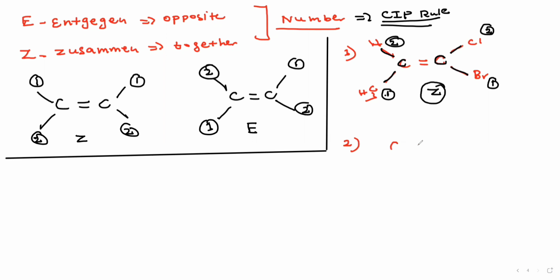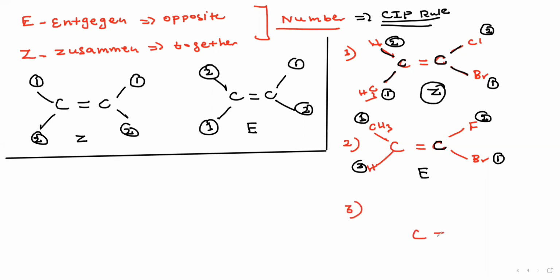Here carbon double bond carbon. Here fluorine, here bromine, here CH3, here hydrogen. Now do the numbering. Choose this carbon. Bromine is 1, this is 2. Similarly, this is 1 and this is 2. Both numbers are opposite, therefore this is E isomer. Understand? Go to the next example.